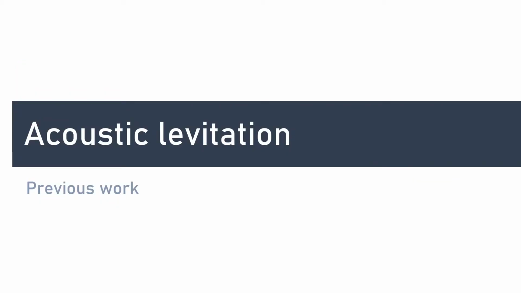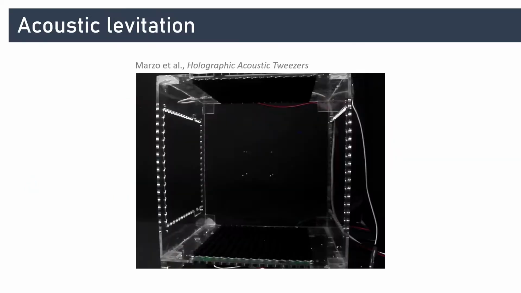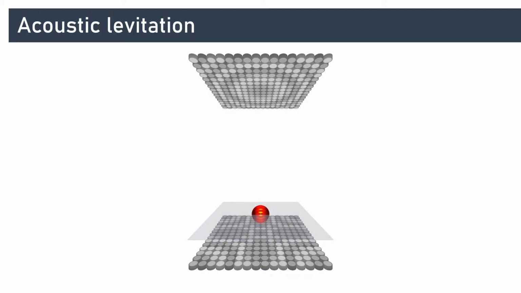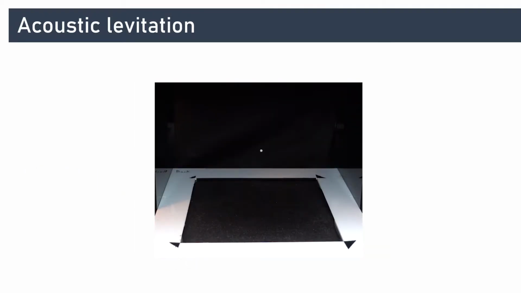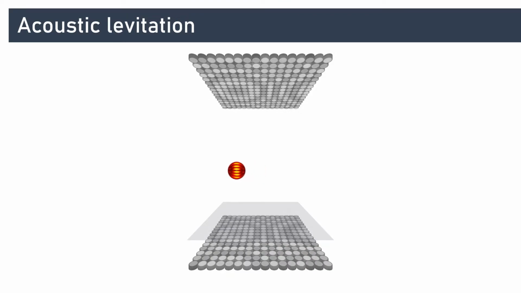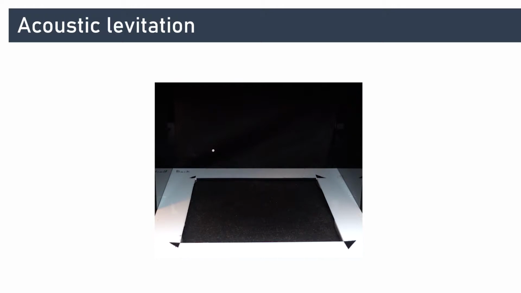Before talking about this work, I would like to briefly introduce acoustic levitation based on previous work. The most common approach for acoustic levitation is to use two transducer arrays, one at the top and one at the bottom. All transducers together generate an acoustic pressure field that can trap particles in mid-air. The relative phase delays of the transducers can be adjusted in real time to move the particles in 3 dimensions.